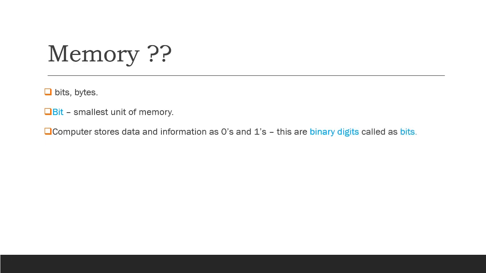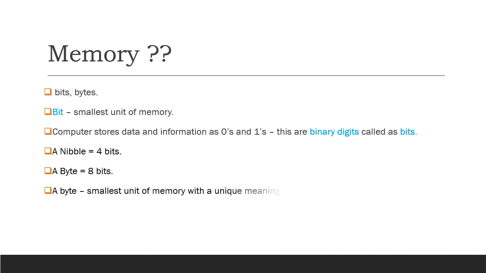And 4 bits together is called a nibble. A nibble is a combination of 4 bits, and a byte is actually 8 bits. 8 bits combined together to form a byte. Now, a byte is the smallest unit of memory with a unique meaning. So, a bit is just like a letter in our alphabet, while a byte is a complete word formed using these letters. Hope you understood the difference between bits and bytes.